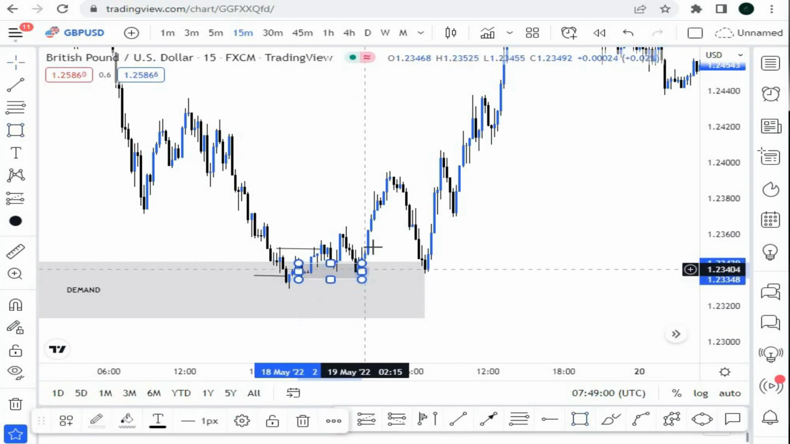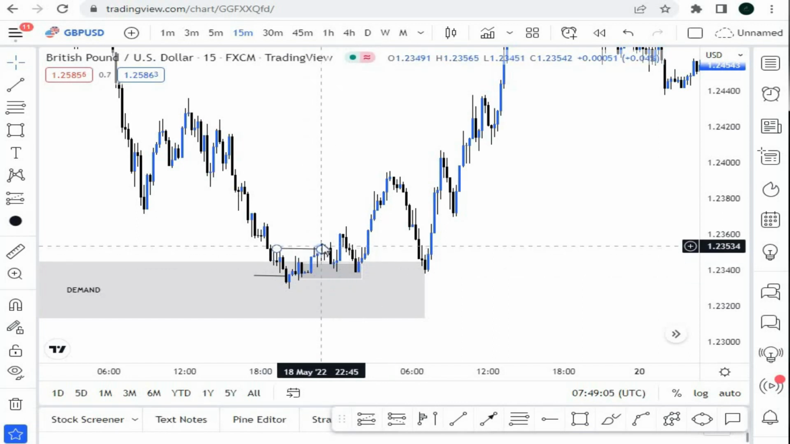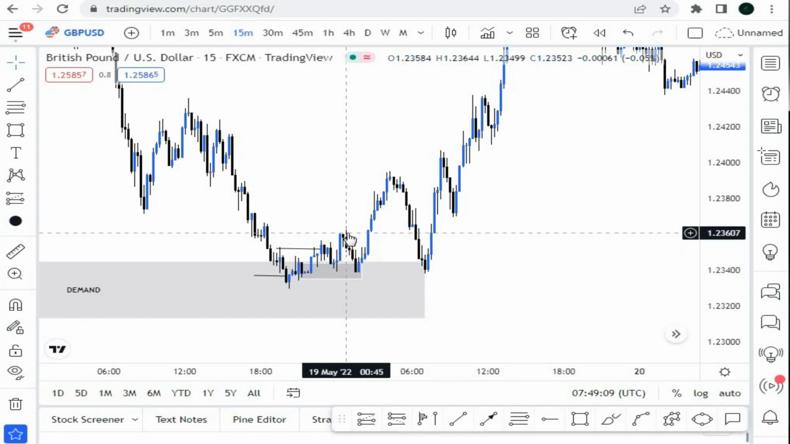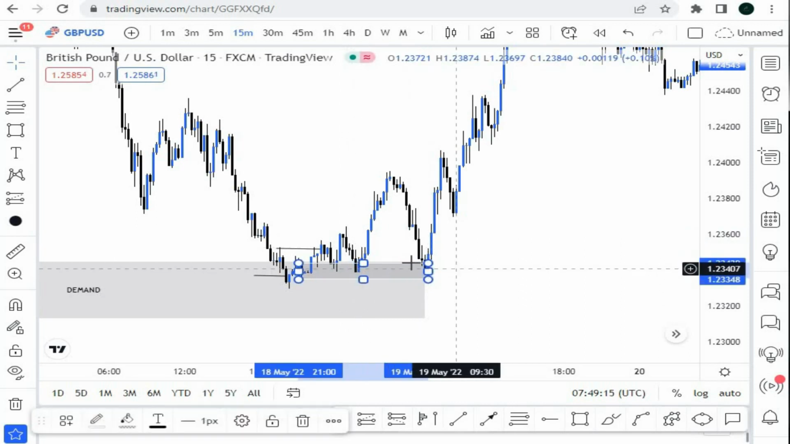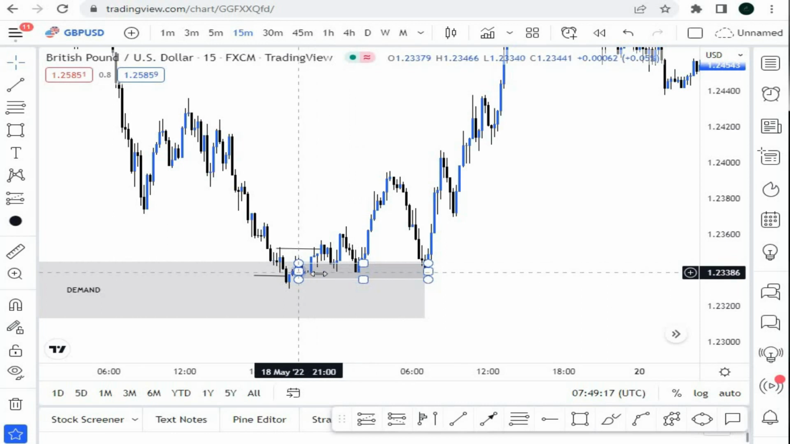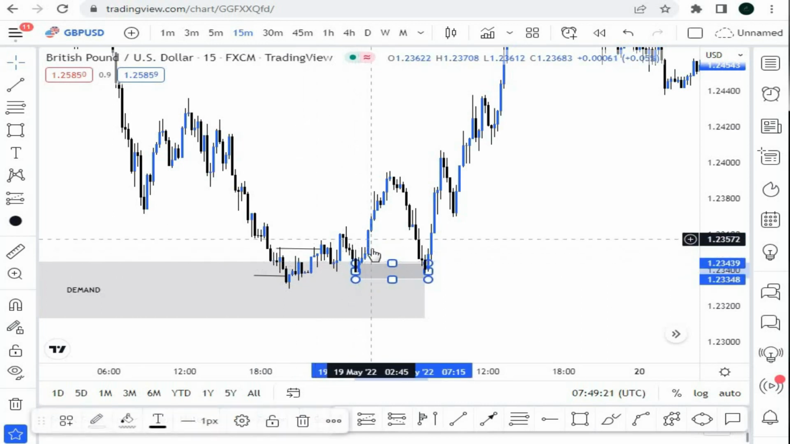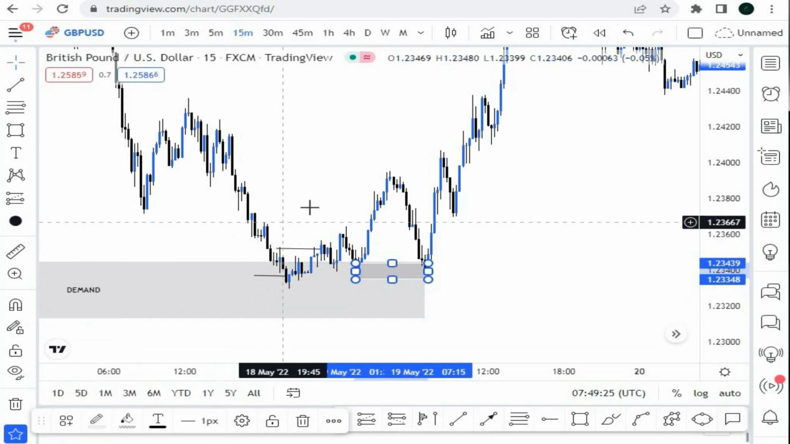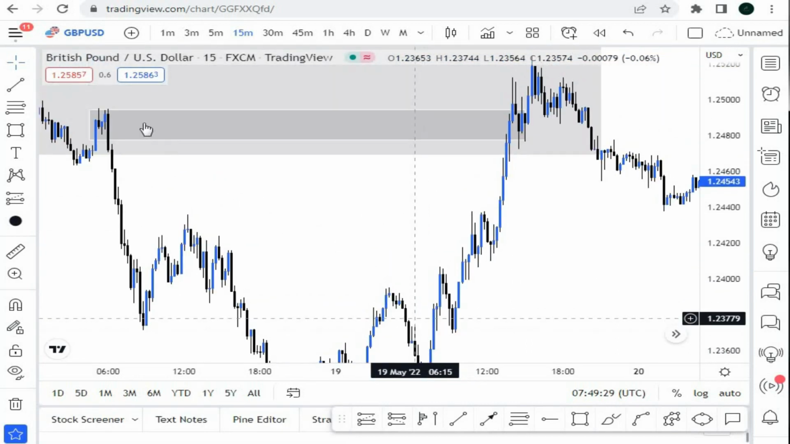That's where you were going to look for your entries. And you can see they give you a change of character, come back to mitigate this zone, then they continue giving you a continuation pattern, come back again. Also, they did come back to mitigate this order block or base area or demand zone, which was now created right there.